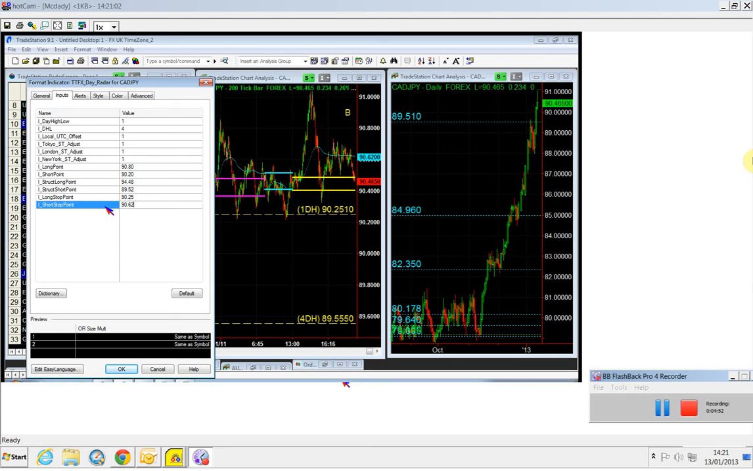Okay, so I'm going to go long above 90.80. If I do, I have a structural long point at 94.48, and my stop is going to be 90.25, so I'm risking about 55 pips on this move. And on the short side, I'm going to go short below 90.20, and my structure short point is 89.52, and my stop is going to be 90.60. Okay, that is the Aussie yen.